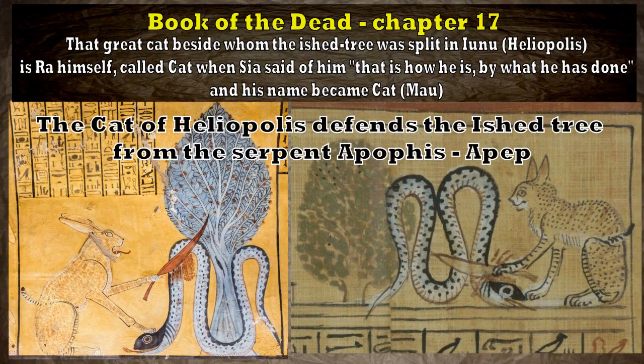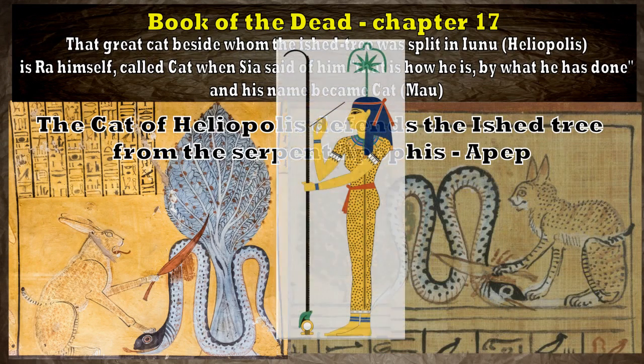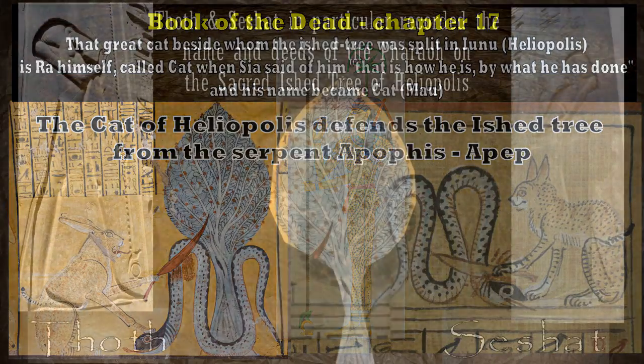Apophis, or Apep, was a god opposed to this, and so the cat at Heliopolis, and the dots of the cat, you notice, are very similar to the leopard skin, which is also the clothing of Seshat.